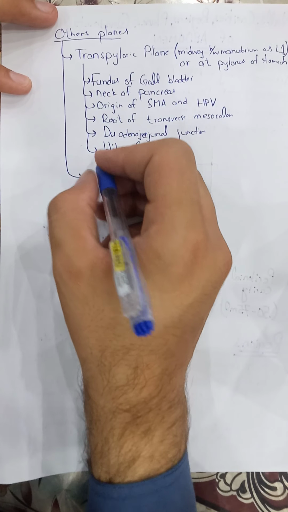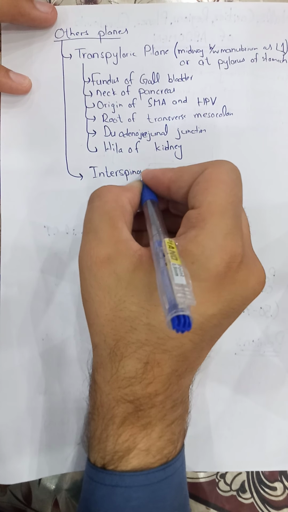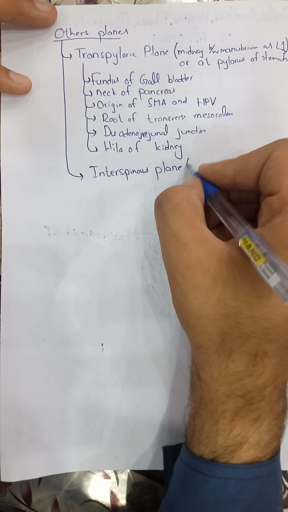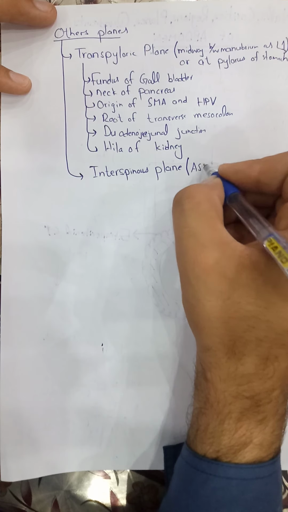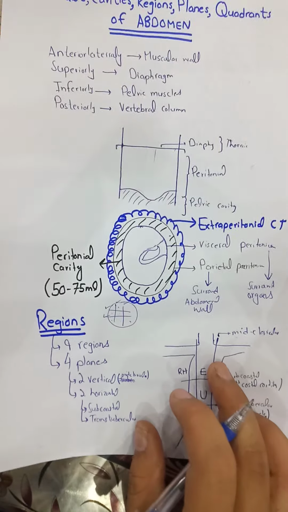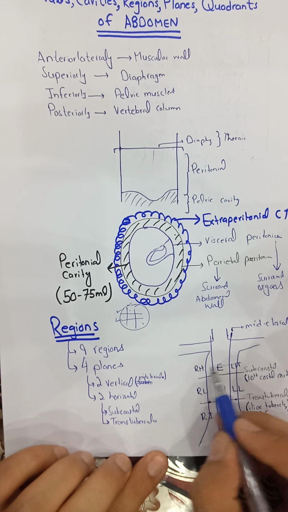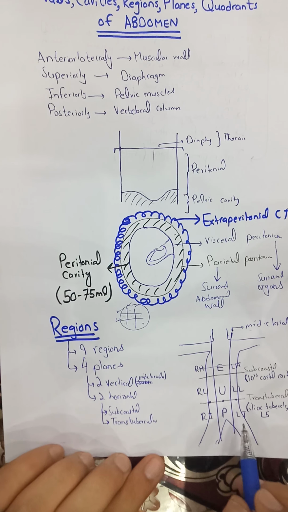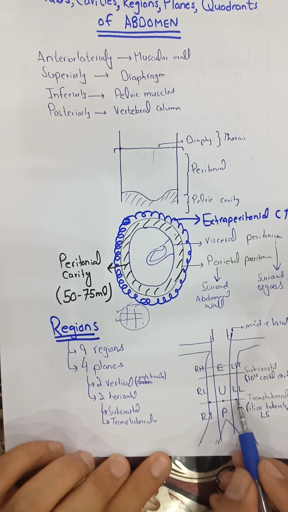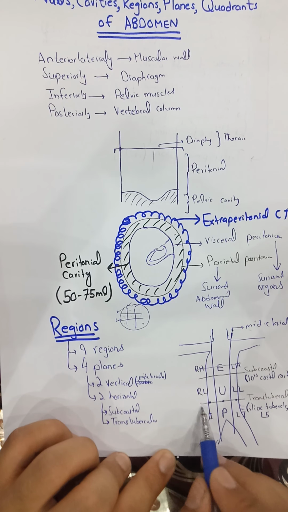The second one will be the interspinous plane. And this interspinous plane, it will extend from one anterior superior iliac spine to the other anterior superior iliac spine. So if we see these planes here on the diagram, the transpyloric plane will be present a little above the subcostal plane at this point, and the second one, the interspinous plane, will be present a little below this transtubercular plane, as the iliac tubercle is present superficial and the anterior superior iliac spine is present at this level, so it will be present a little inferior to this plane.